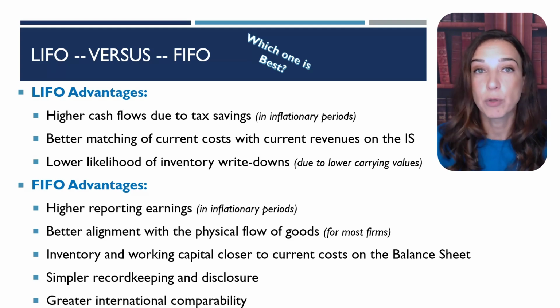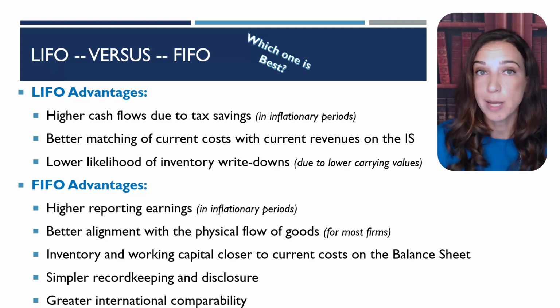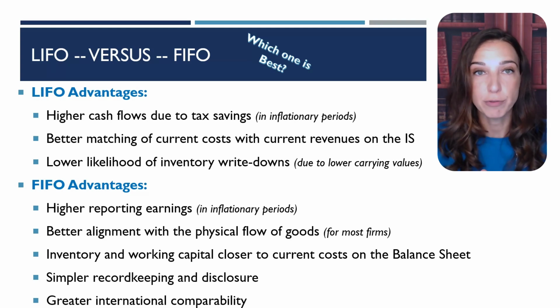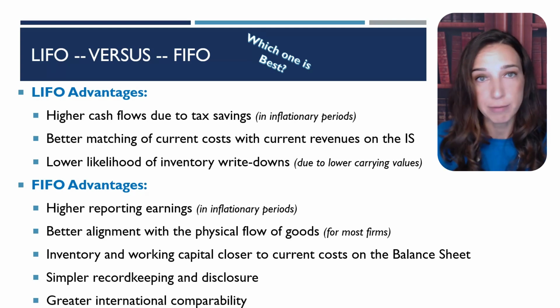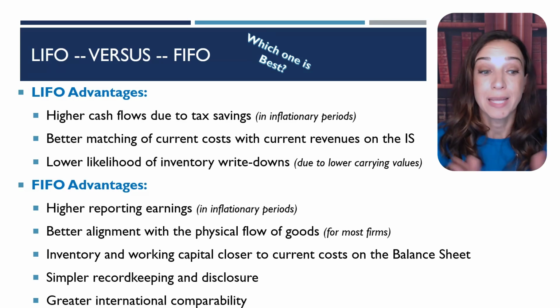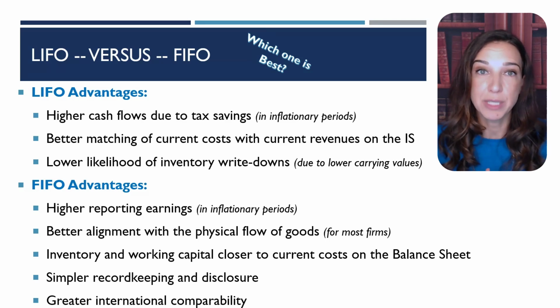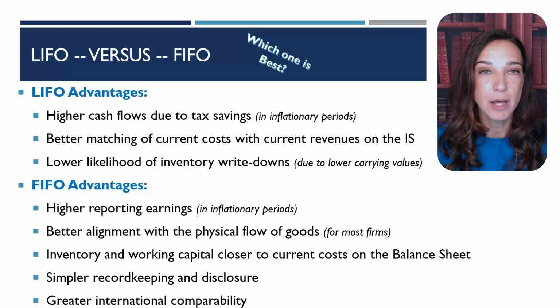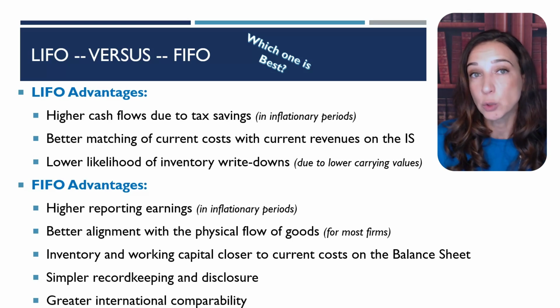It is simpler record keeping and lower disclosure. This additional disclosure requirement that we talked about, the LIFO reserve, that only applies to LIFO firms. So FIFO firms, a lot less administrative hassle from the accounting side. And lastly, because the US GAAP allows LIFO, but the IFRS doesn't, there is better comparability to the international firms if you are a FIFO firm.